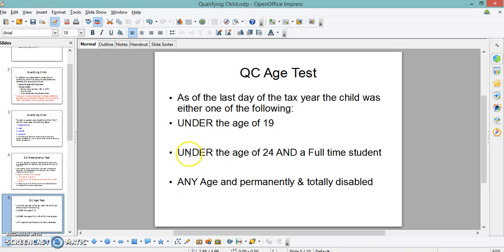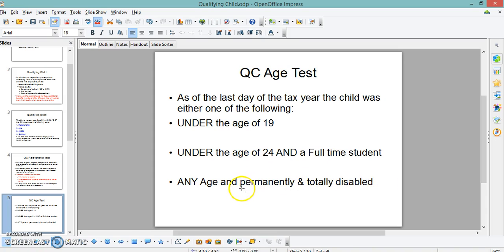Here, if they're 24 as of the last day of the tax year, they do not qualify. They have to be below 24. So basically, if someone is a full-time student, they get an additional 4 years, actually an additional 5 years, that they can still be qualified as a dependent. And if they're totally and permanently disabled, then the age doesn't matter. They will meet this test as long as they're permanently and totally disabled.